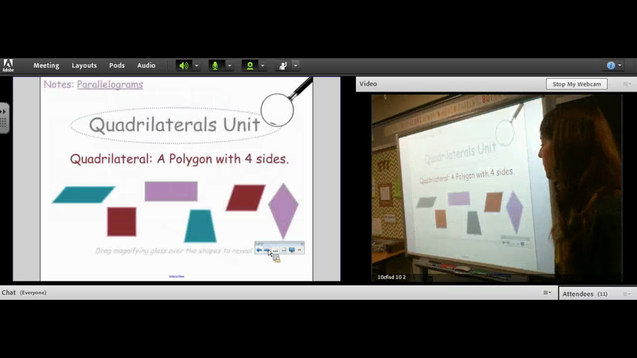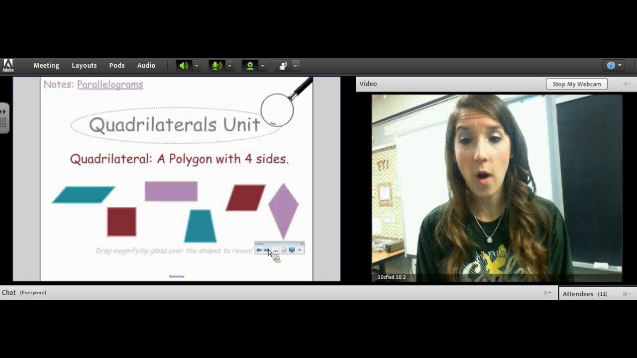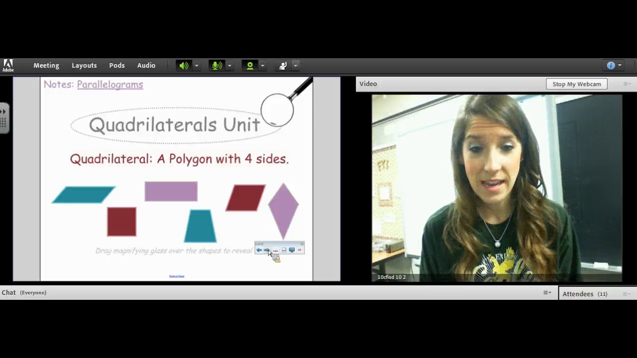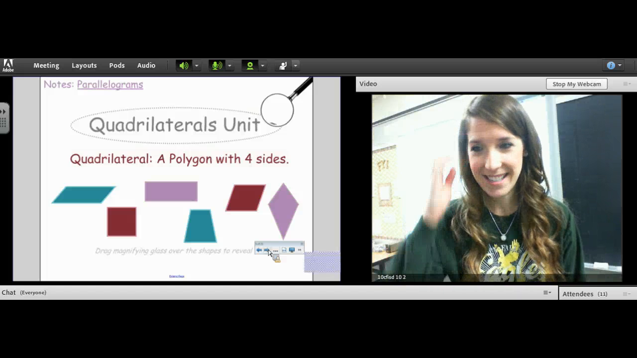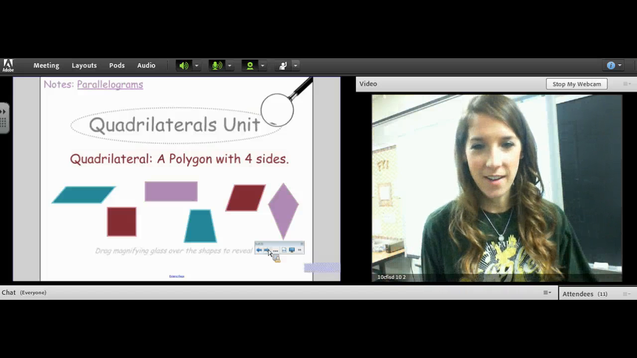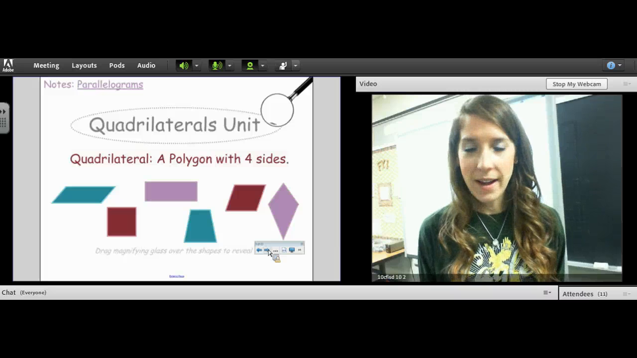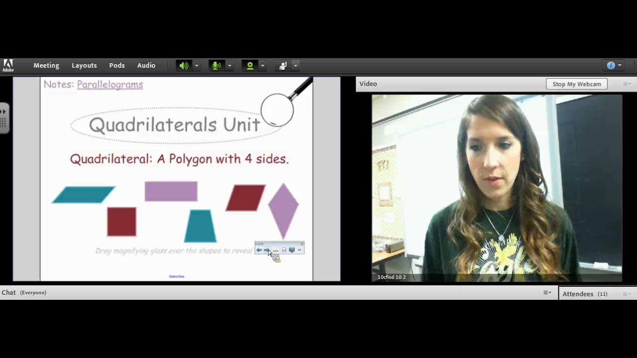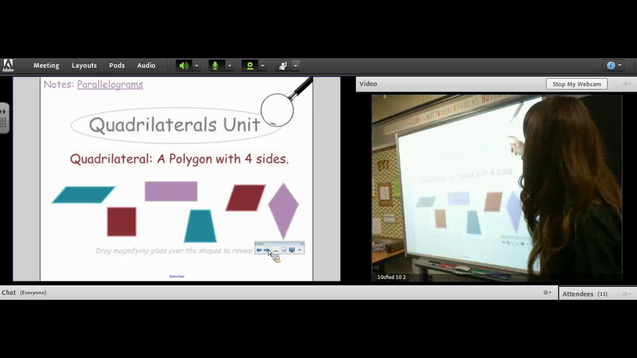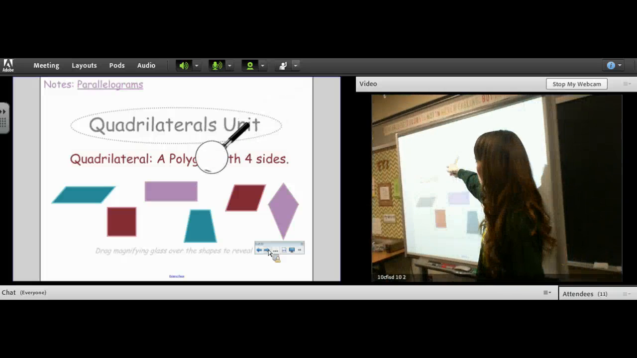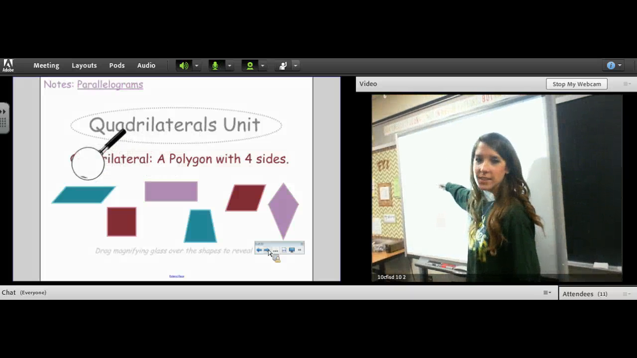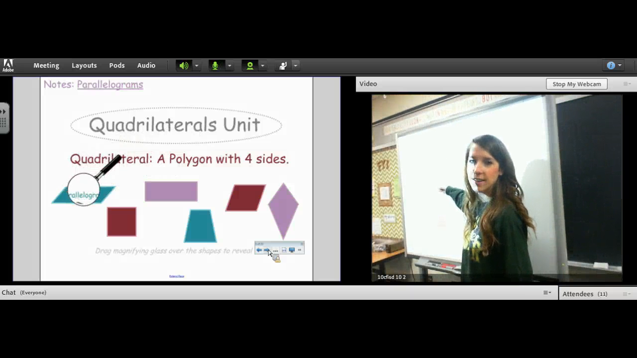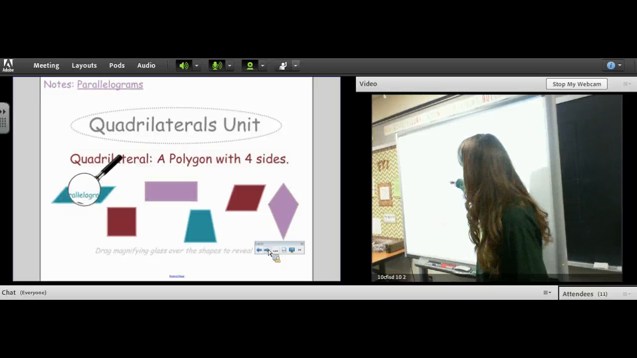Okay. So like I said, we are starting our quadrilateral unit. Quad means 4, yes. So our shapes are going to have 4 sides. Obviously, I put that up there. So let's talk about each shape that we are going to discuss during this unit. And then today we'll focus on parallelograms only. So what is this first shape called? Ooh, it's a parallelogram.